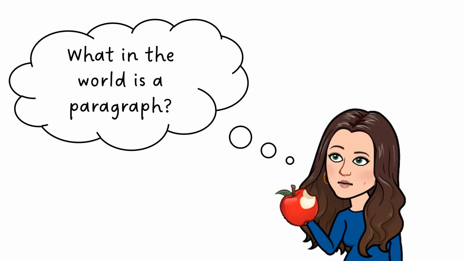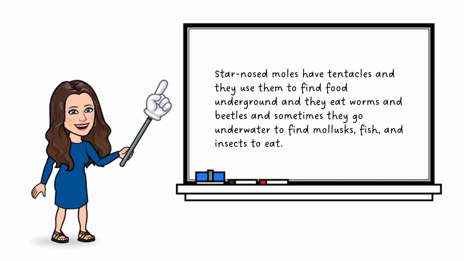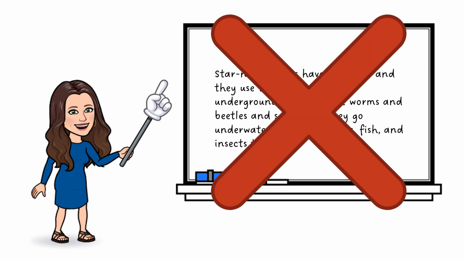Last time we asked, well, what in the world is a paragraph anyway? And I reminded you that animals are amazing. And when we researched our animals, we found tons and tons of really cool facts and information. And if I try to take all of that information and put it into a sentence, it'll sound something like this. Star-nosed moles have tentacles, and they use them to find food underground, and they eat worms and beetles, and sometimes they go underwater to find mollusks, fish, and insects to eat. Whew. All wrong. Why is it all wrong?